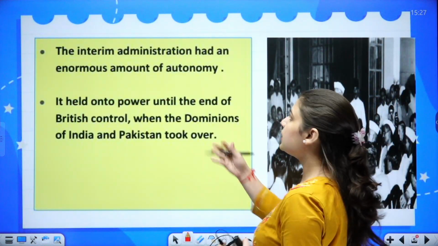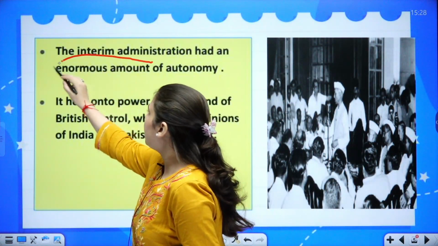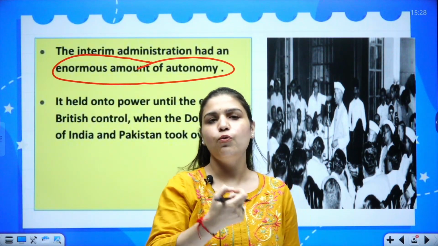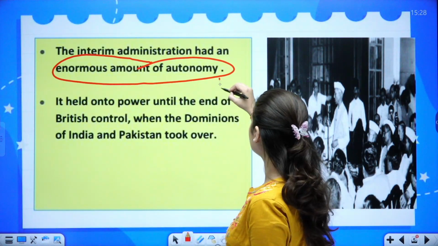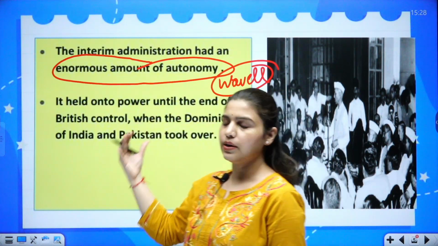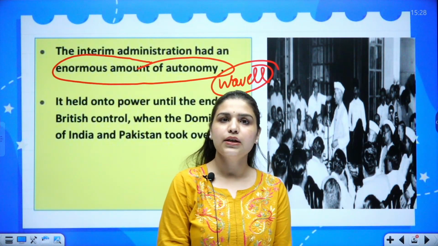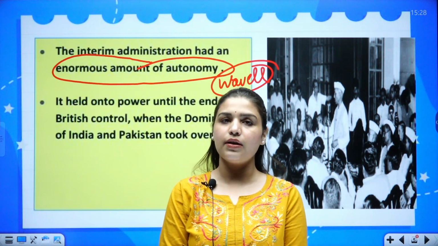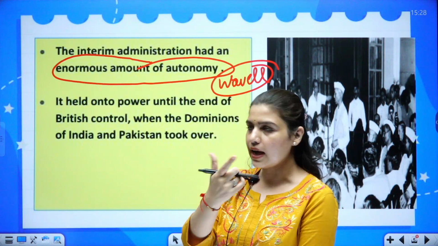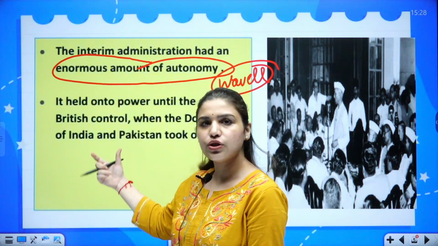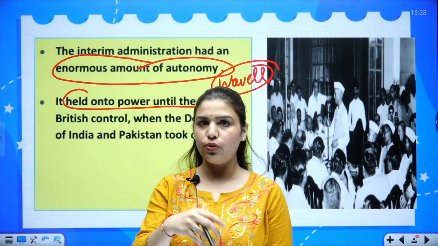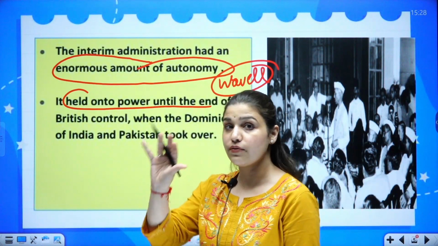Now this interim administration had an enormous amount of autonomy, but on some matters, the viceroy, who at that time was Lord Wavell, overruled the decisions of the members of the interim government. For example, he overruled the decision of releasing the INA prisoners in his last meeting. And this interim government held on to power until the end of British control, until India gained independence and was divided into two parts.